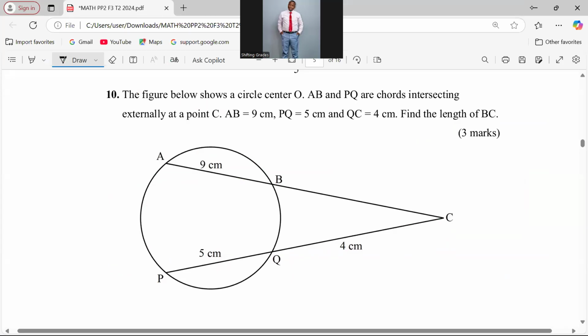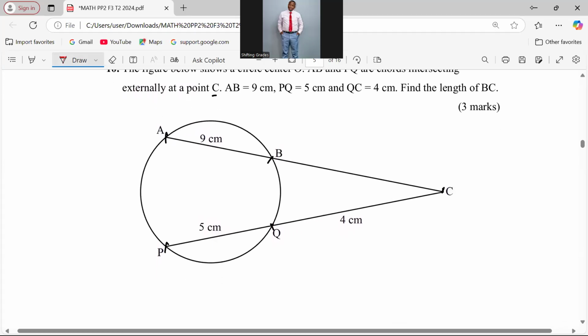Number 10. The figure below shows a circle center O, AB, and PQ are chords which are intersecting externally at a point C. You can see C at this particular point.